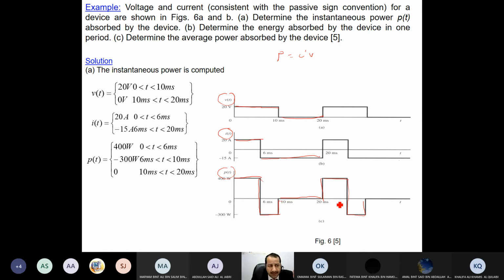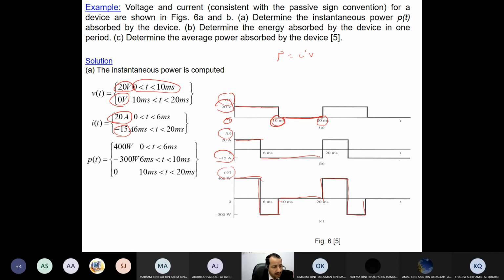Or you may say, let me find the formula for voltage and current and then multiply. From 0 to 10 milliseconds, as you can see here, the voltage is 20. And from 10 to 20 milliseconds, the voltage will be zero, as you can see here. The same thing could be said for current. It was 20 and here minus 15, for the time from 0 to 6, and from 6 to 20.